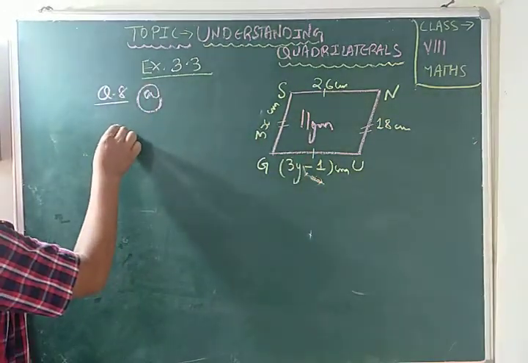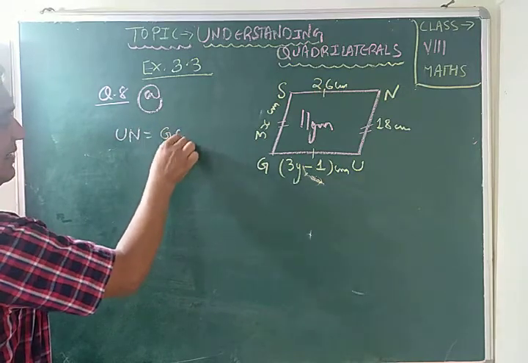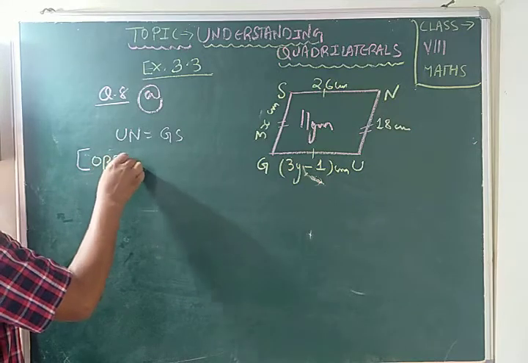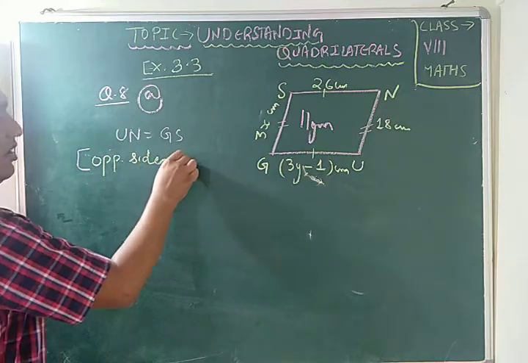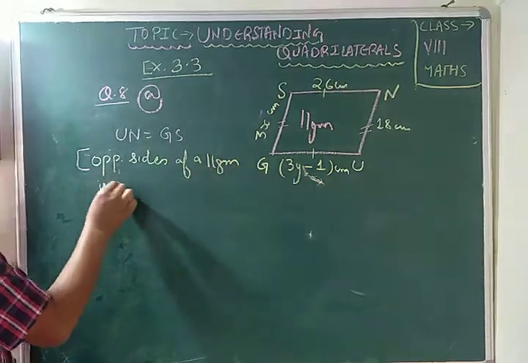Now, here we have UN is equal to GS because opposite sides of a parallelogram are equal.